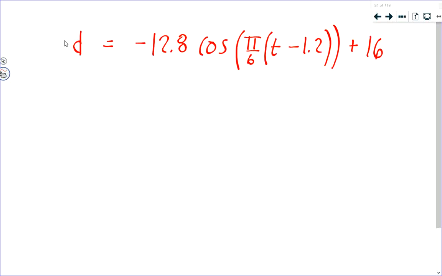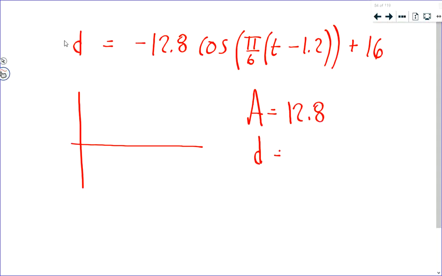Forget whether or not that's a realistic physical situation or not, but this is the depth of water in the harbor. In order for us to see one complete cycle on our graphing calculator so that we can do some work, you have to know a number of things. So for example, the amplitude is 12.8. The vertical displacement is 16.